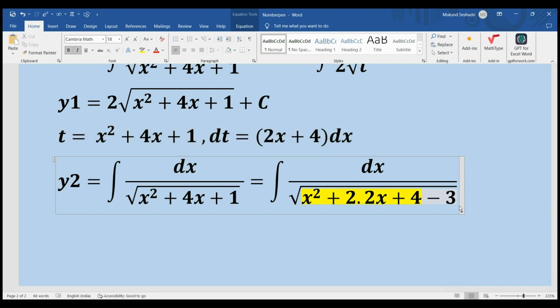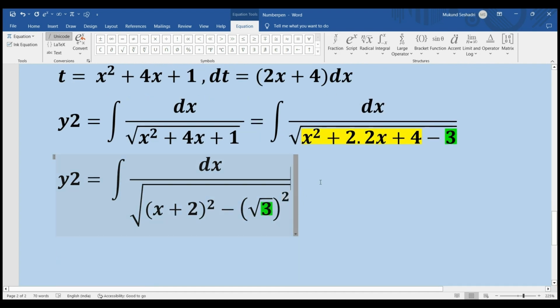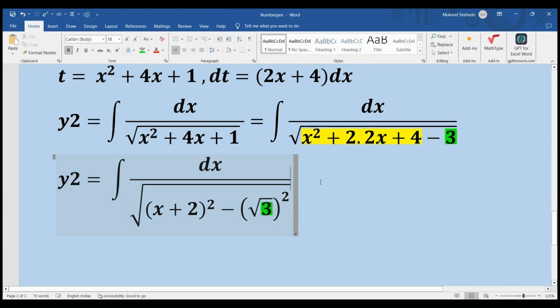I'm referring to the expression which I highlighted in yellow. And then I have a 3 as well. Let me highlight that in, say, a different color, which is, say, green. I can rewrite that as root 3 the whole square, right? So this way we will be able to bring it to the format we initially discussed, right? So let me write down my y2 in the new format. So that's my y2, integral of dx by square root of x plus 2 the whole square minus root 3 the whole square, right? So I go to the next line.